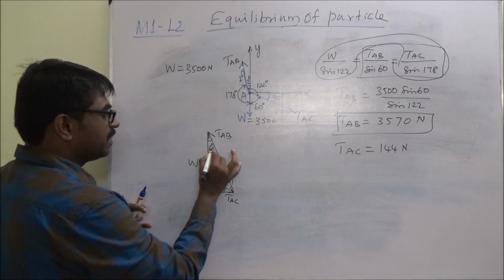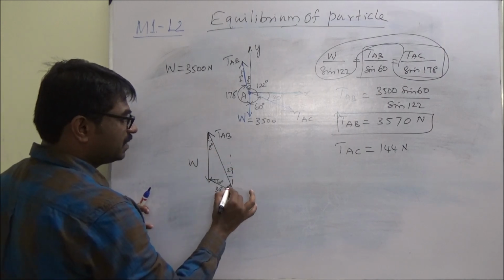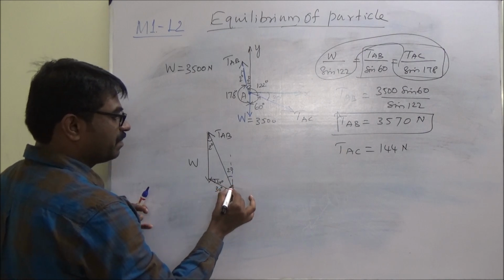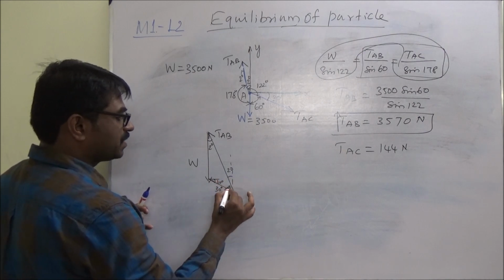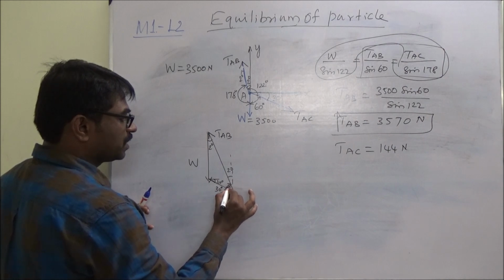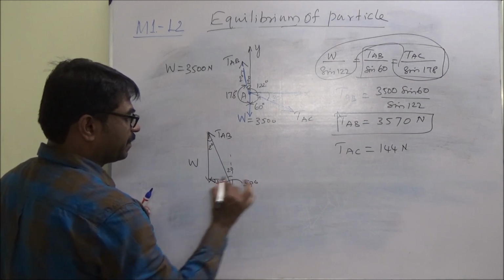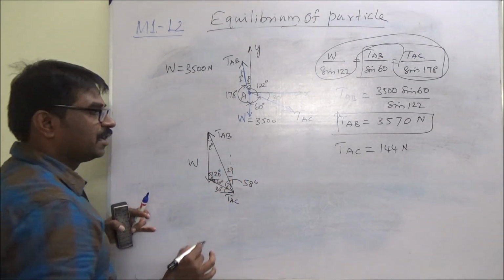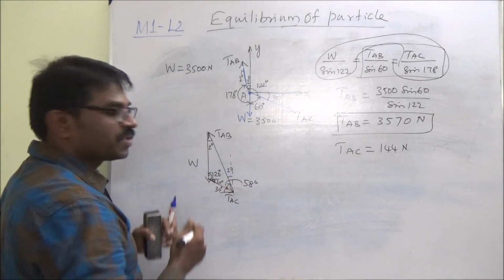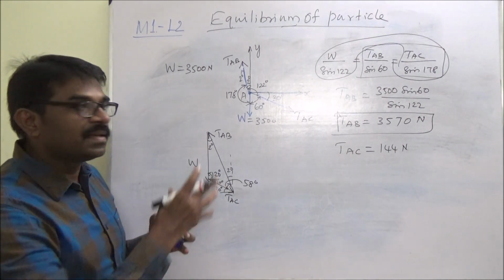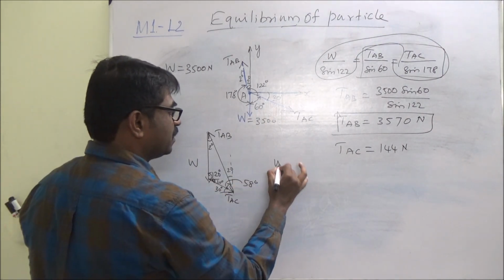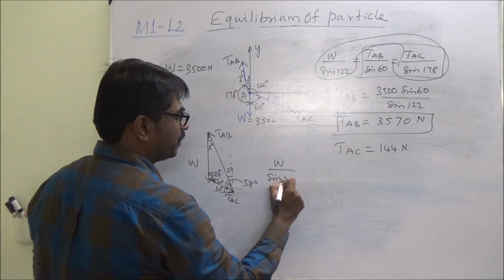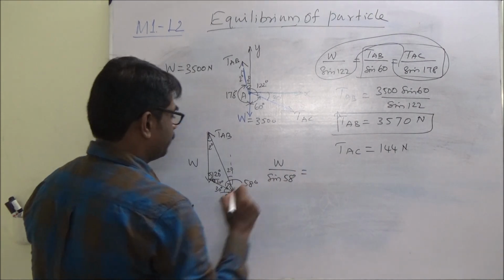Right? Now this angle is known. What is this angle? This is completely 90 degree. 90 degree minus 30 minus 2, so this angle is 58 degree. And you know this angle is 120 degree. If you use this also, you will get the same value. How to write? W by opposite angle sine 58 degree.